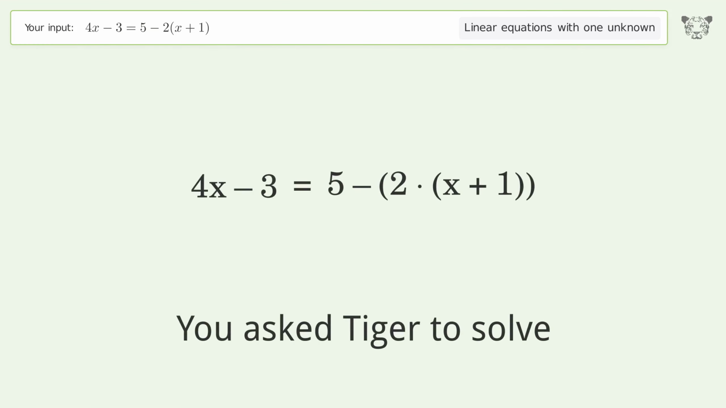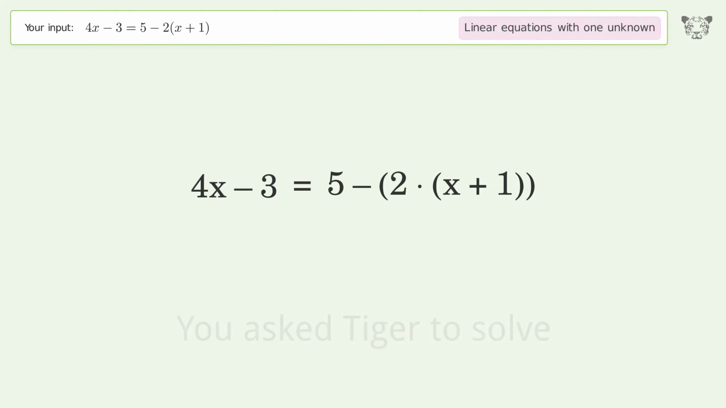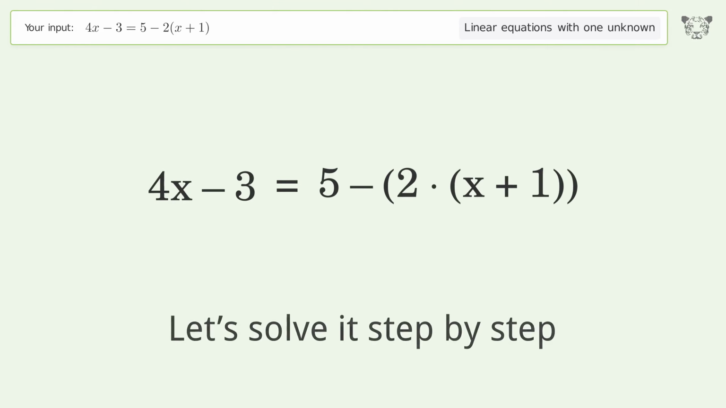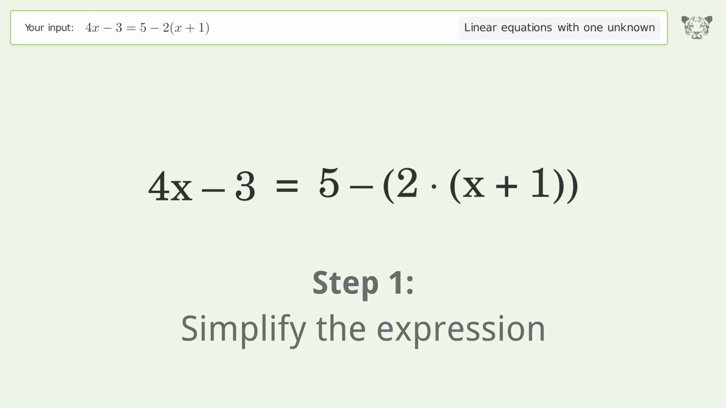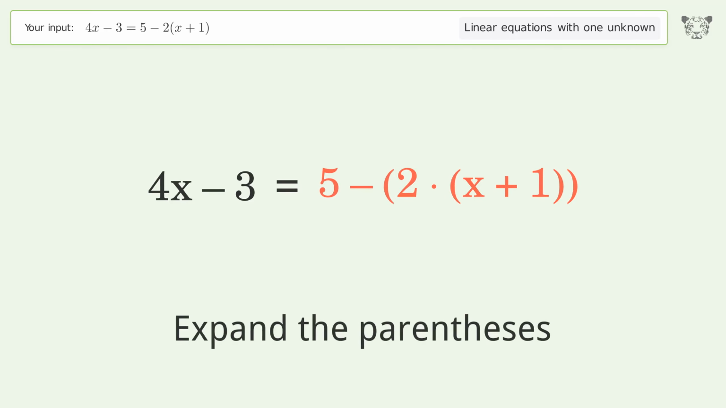You ask Tiger to solve. This deals with linear equations with one unknown. The final result is x equals 1. Let's solve it step by step. Simplify the expression. Expand the parentheses.